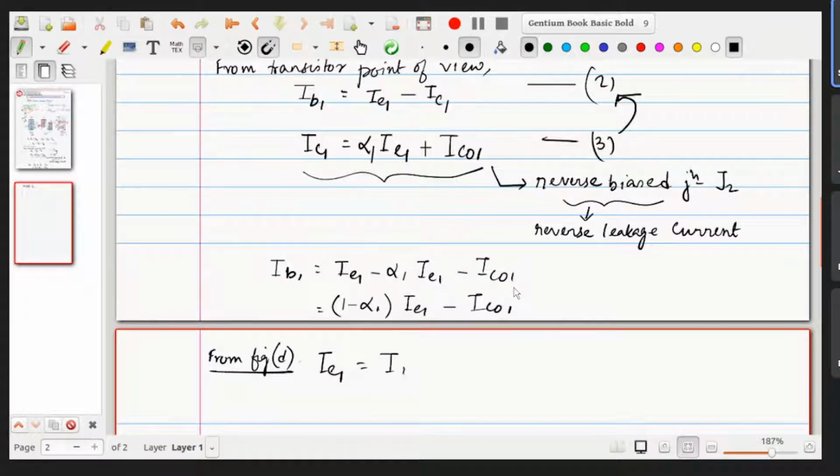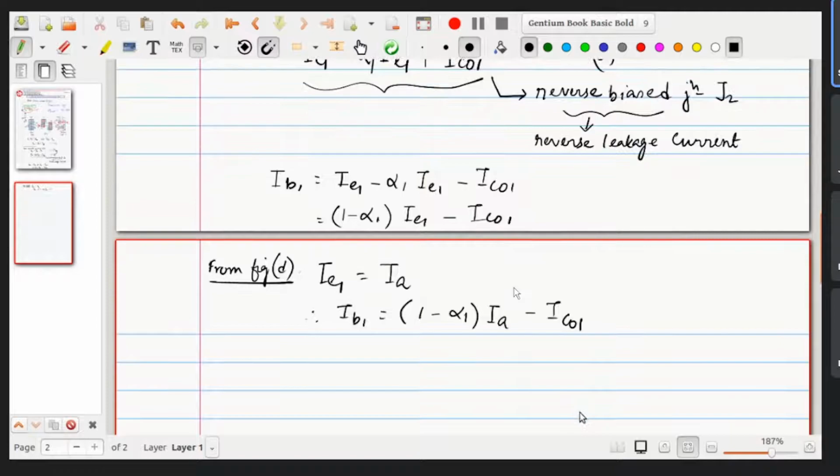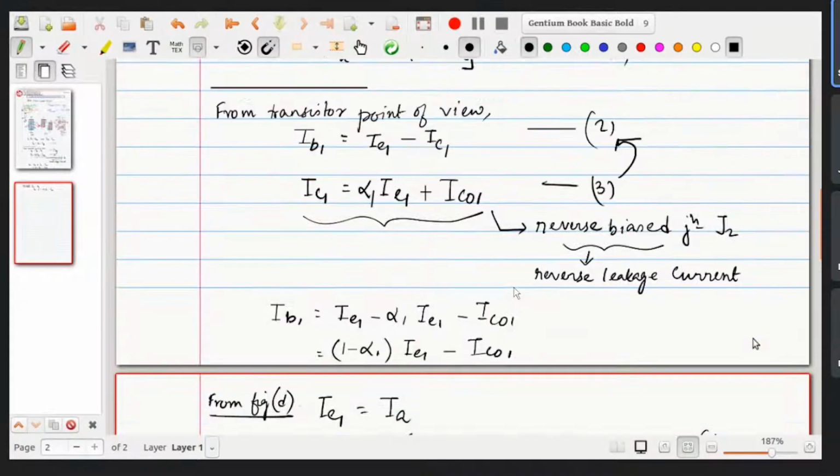This IE1 is nothing but the anode current that was coming. So immediately we can represent this particular equation IB1 as (1 minus alpha 1) IA minus the reverse saturation current, the leakage current ICO1. And we put some equation number over here, equation number 4.